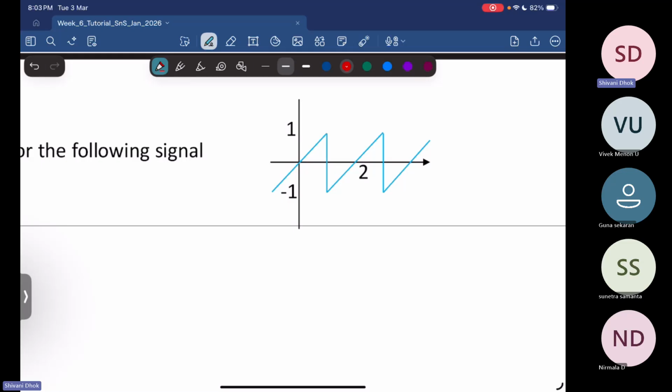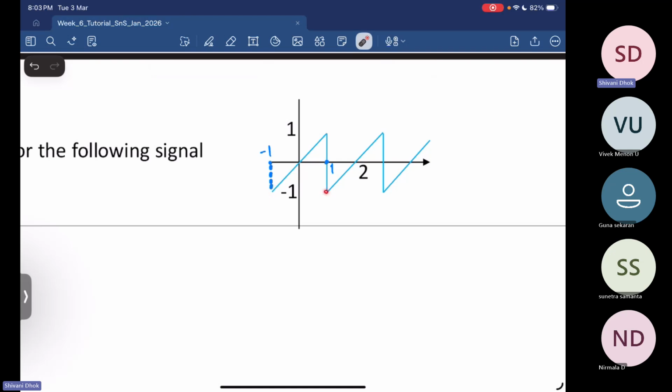Okay, so what is given to us is something like this. This particular point here is minus 1, this particular point is plus 1, and then you have this periodic signal. If you compare this point and this point, these are the same. So this is the period of your signal. So the fundamental period of your signal is 2.